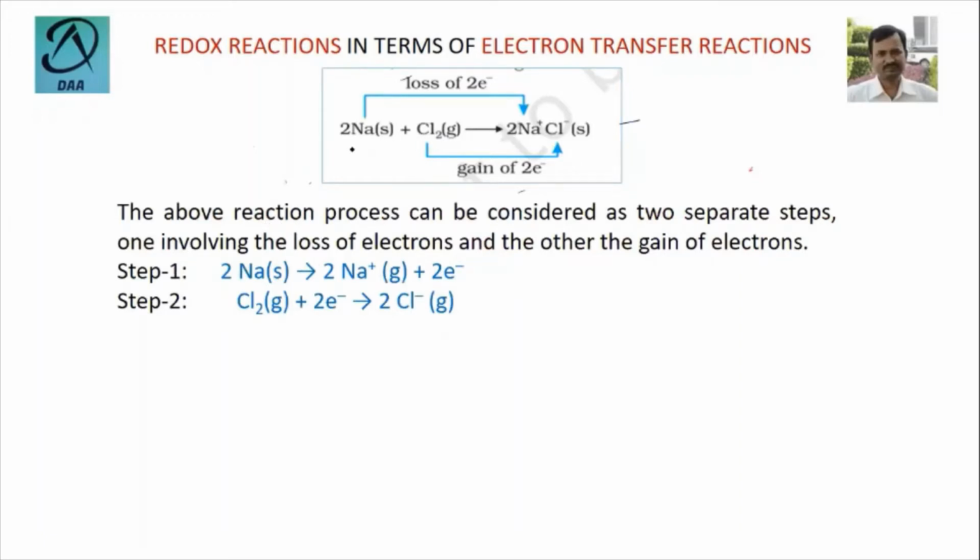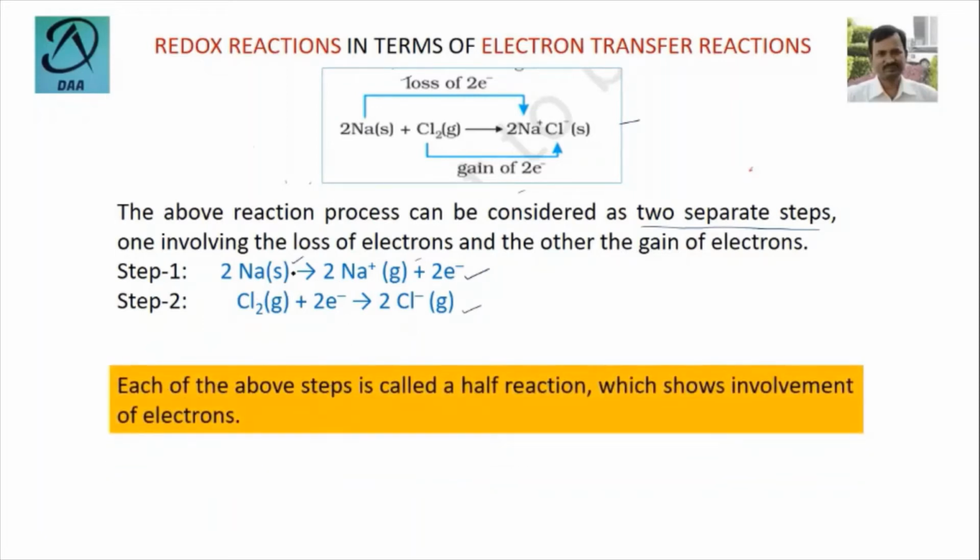So this total reaction process consists of two separate steps. The first step is that 2Na in solid form will form 2Na+ in gas form, plus it will release 2 electrons. And these electrons will be absorbed by the Cl2 gas to form 2Cl- in gaseous form. So the total reaction consists of these two steps.